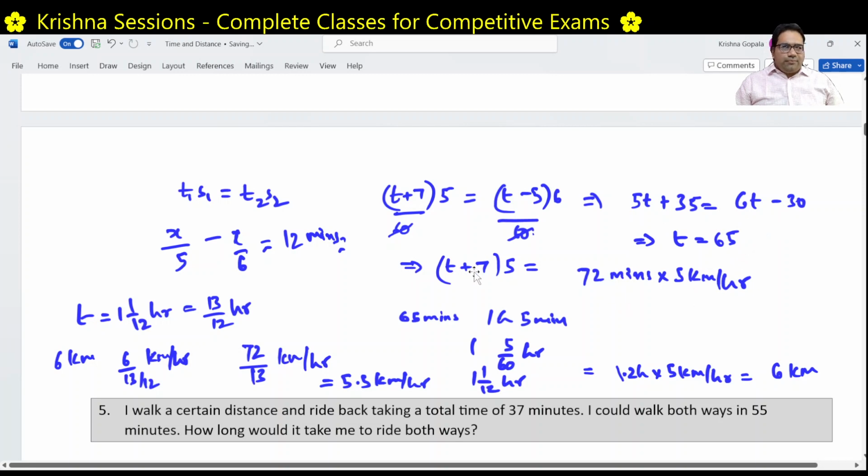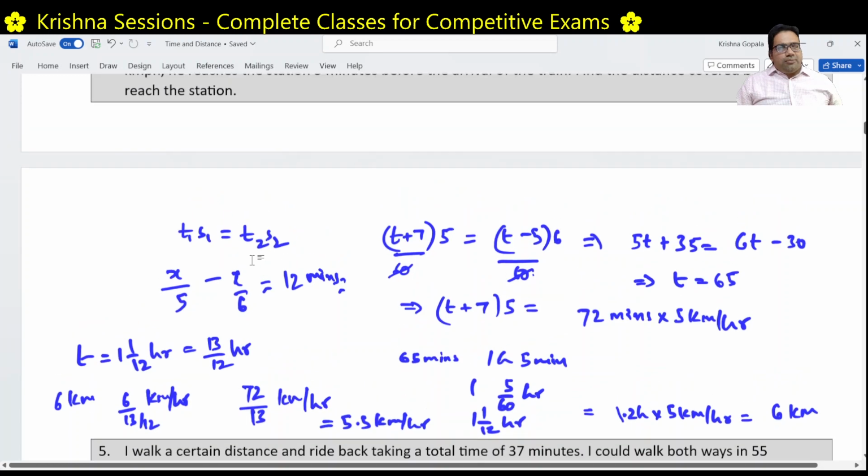Otherwise, if he is traveling at 6 kilometers per hour, 5.5 versus 6, then he will reach 5 minutes early. So 6 kilometers is the distance, and he travels 6 kilometers per hour, then he will reach in exactly 1 hour, which is 5 minutes lesser than the 65 minutes he was taking earlier.